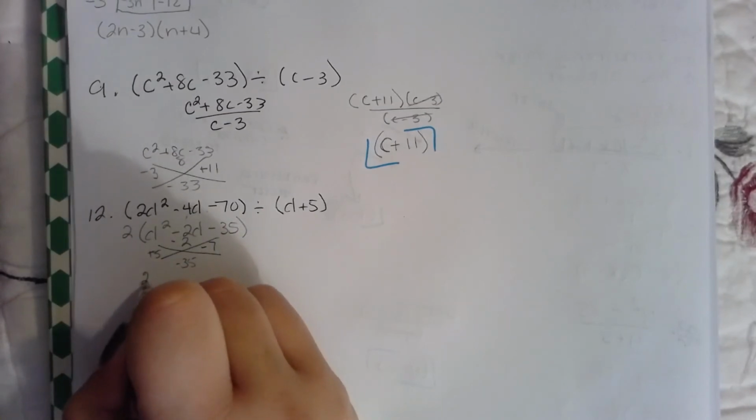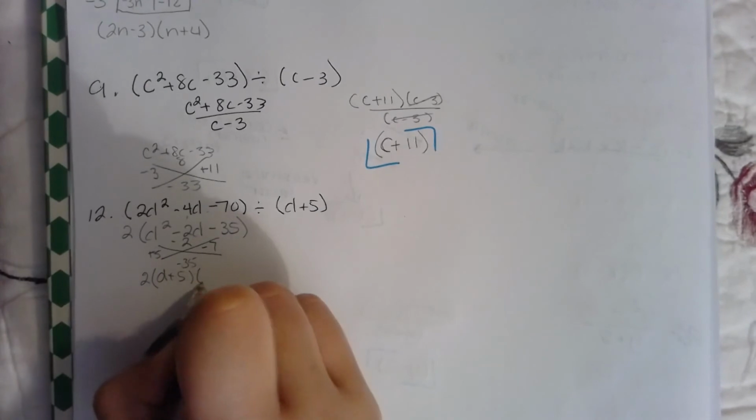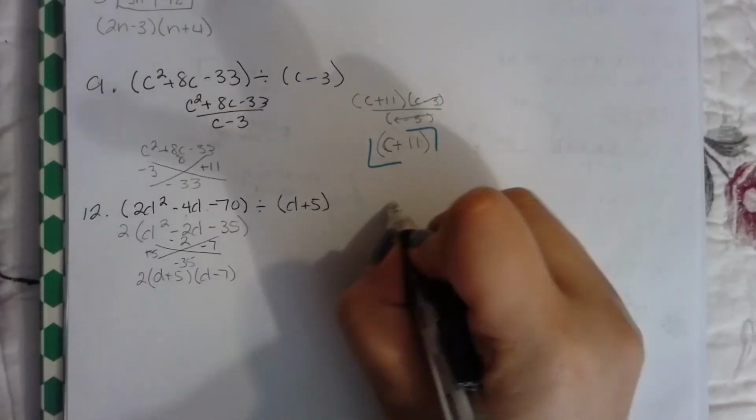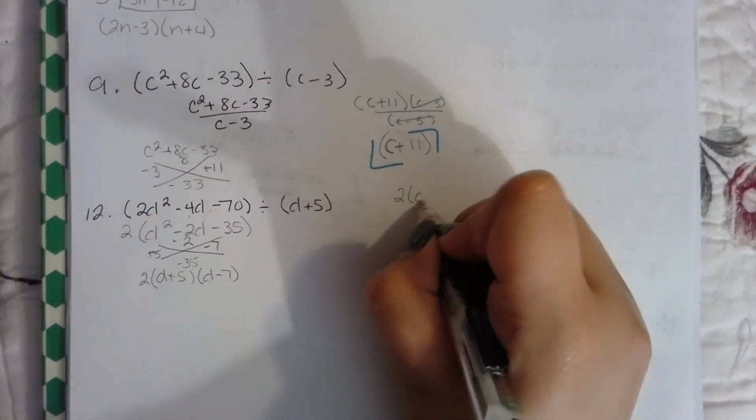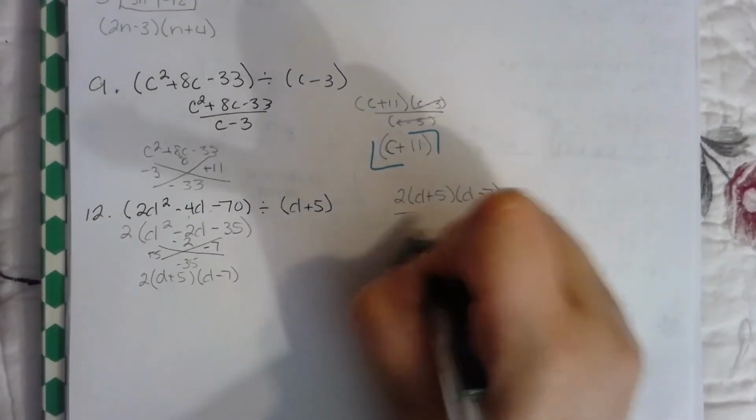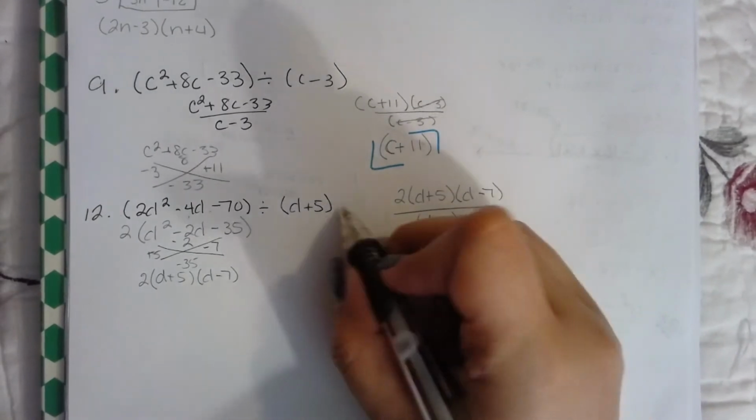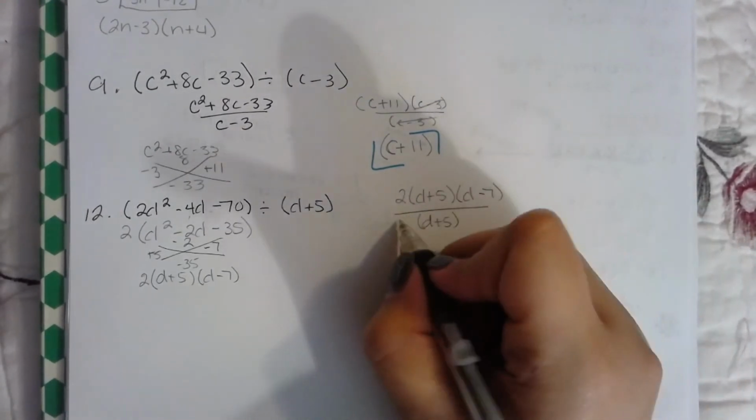So rewriting your numerator, you would put your factored form of your trinomial divided by, we were dividing by d plus 5. We have a d plus 5 on top, we have a d plus 5 on bottom. That leaves us with 2 times d minus 7, and you leave it just like that.